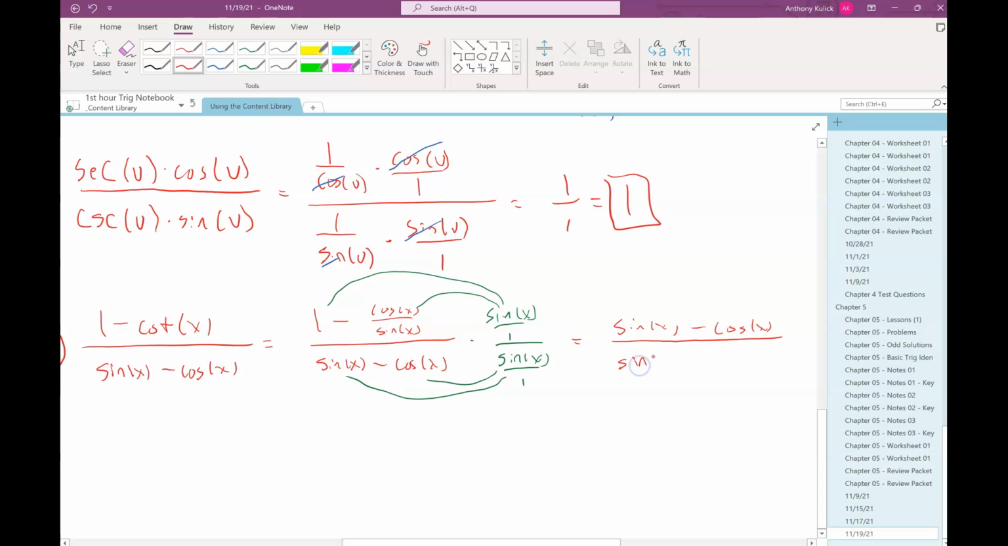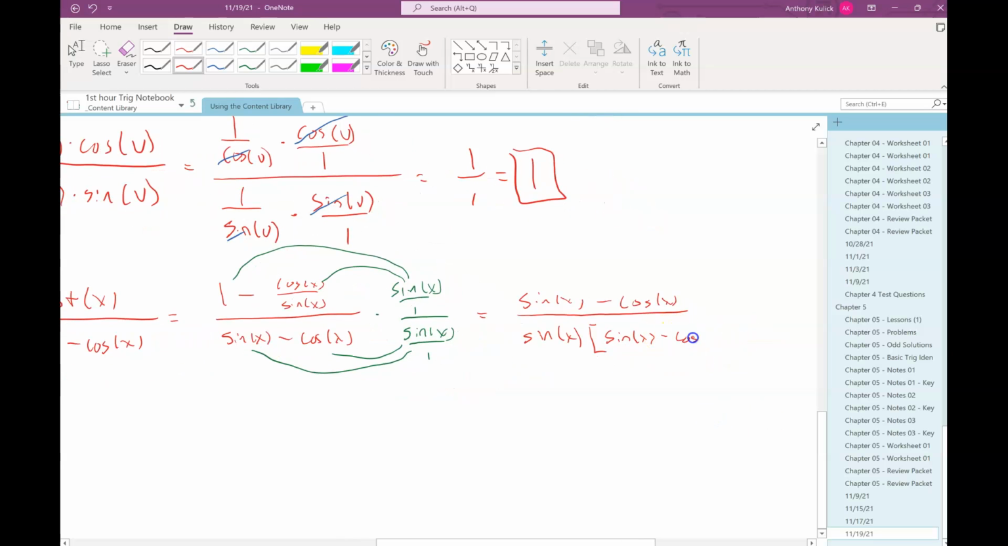And down at the bottom, I'm just going to leave this as sine x times the denominator. The reason I didn't bother to distribute the sine through in the denominator is I saw what I got in the numerator, and I noticed it's the exact same thing I had in the denominator. So I didn't bother to distribute the sine through. I just left it out front as a common factor, because what I'm going to do next is reduce there.